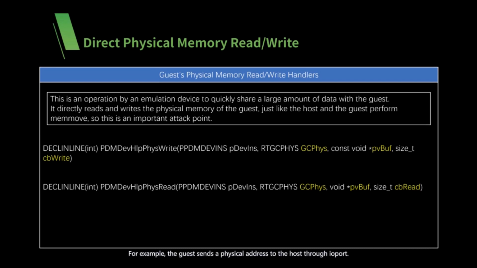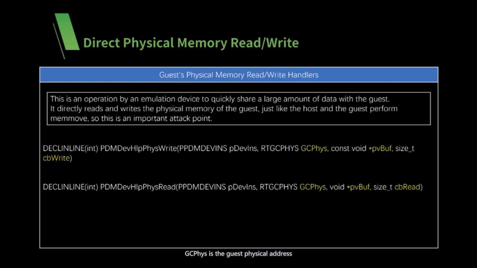For example, the guest sends a physical address to the host through I/O port. Then, the host reads more data through the physical address. In this way, the guest data will enter the host space. VirtualBox usually uses the two functions shown in the figure to complete the guest physical address reading and writing. We need to care about its three parameters: GCPhys, pvBuf, and cbWrite.